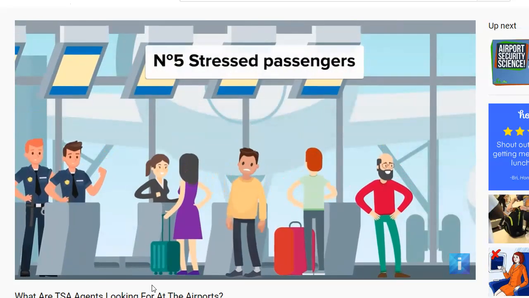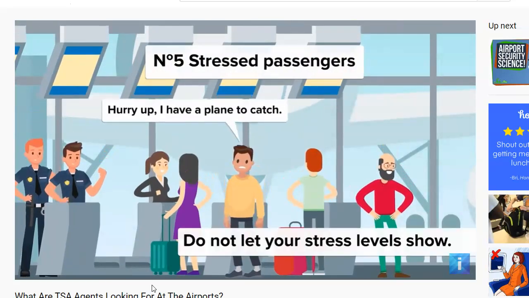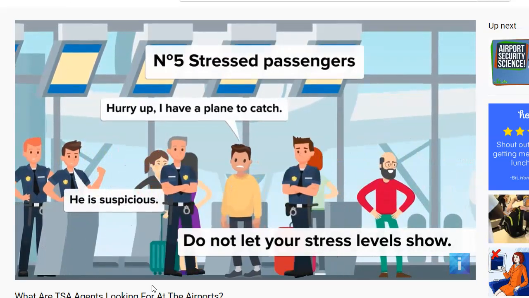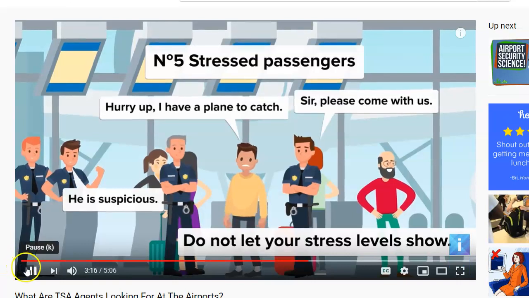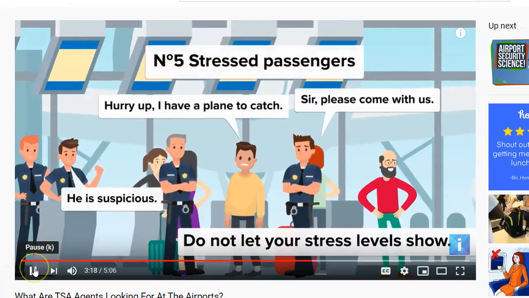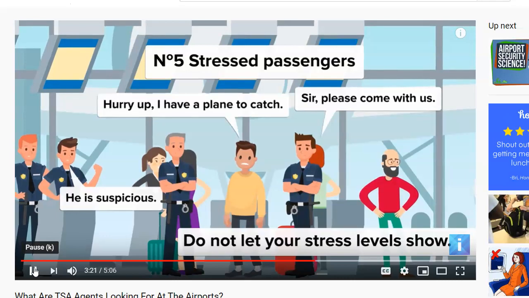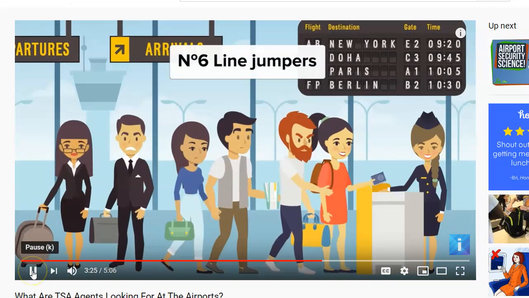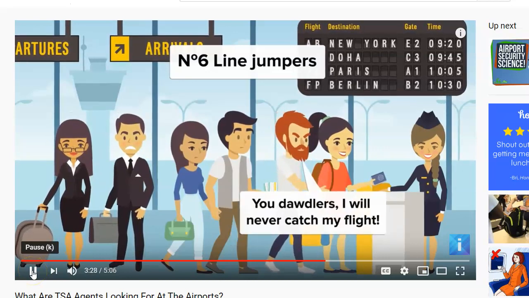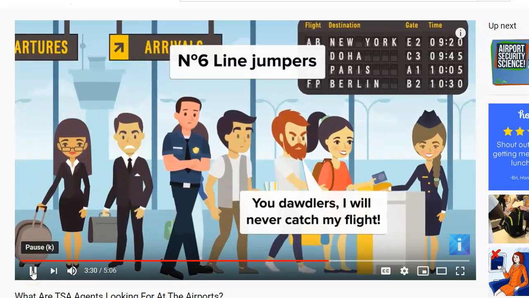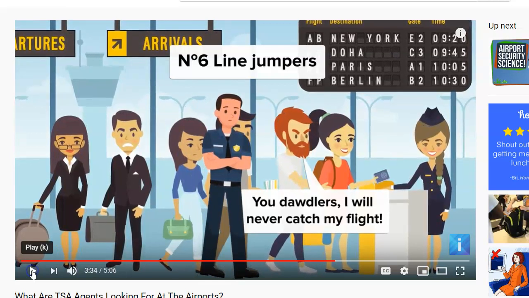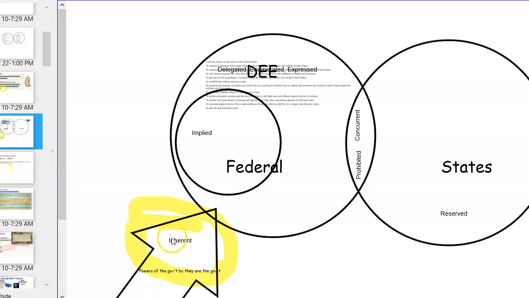Number 5, stressed passengers. Don't let your stress levels show. We know it's difficult when you've missed that connecting flight and the next one is in 7 hours, but try not to let your anger show. Agents are trained to pick up on suspect behavior, and that includes edgy and stressed-looking passengers muttering obscenities under their breath. Number 6, line jumpers. In a hurry? Well, wait your turn. Cutting the line at the airport is not only impolite, it may also result in you being singled out as a potential security threat.